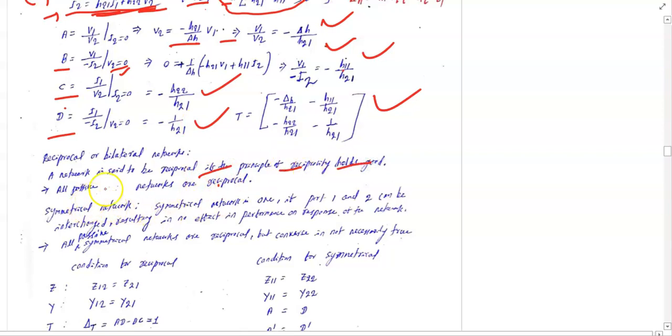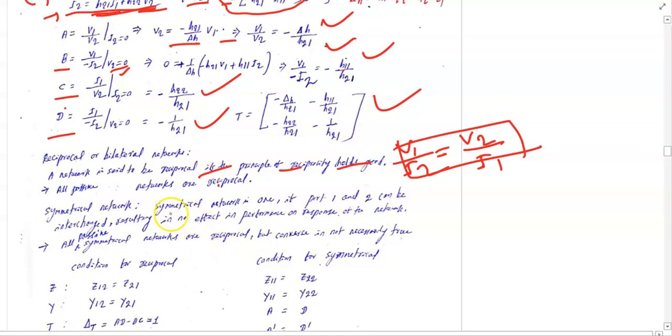The principle of reciprocity means that the ratio of voltage to current is the same when you interchange the ports. That is, when you connect the voltage in the second port and measure the current in the first port, that ratio remains the same. And if this ratio remains the same, we call it a reciprocal network.